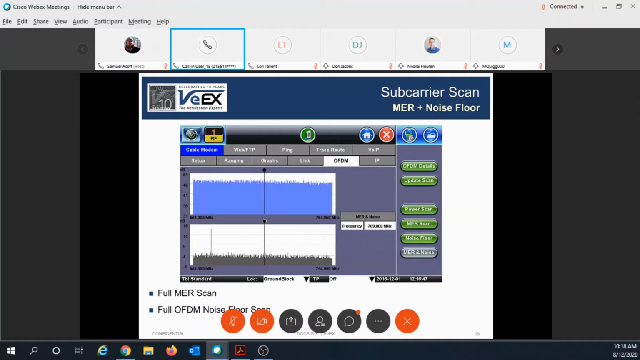The fourth view we have is a combined or correlated noise and MER graph. And you'll see that this one is pretty clean.